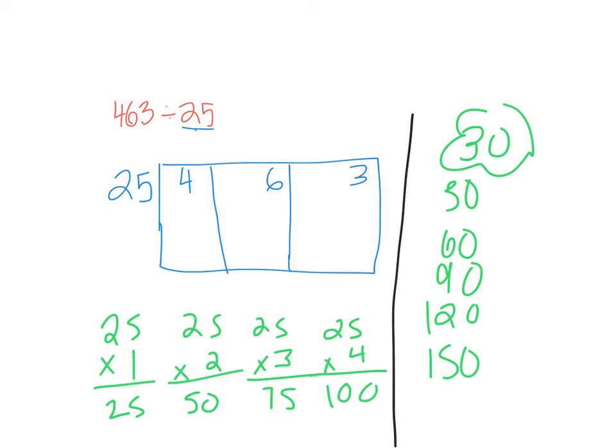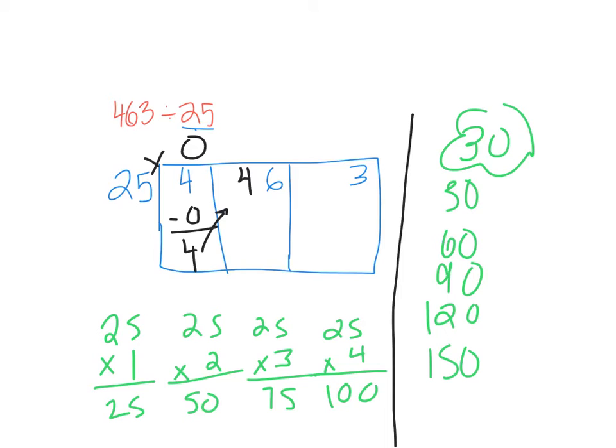So 25 times what is going to get me close to 4? Well, if I use 25 times 1, I'm going to have something that's way too big. So I'm going to go ahead and put my 0 up top. So I have 25 times 0 is 0. I subtract 4, and I bring my number next to my 6. So in long division, we would bring down the 6, but in box division, we just bring it up and over.